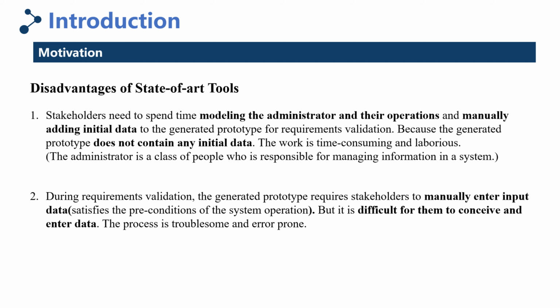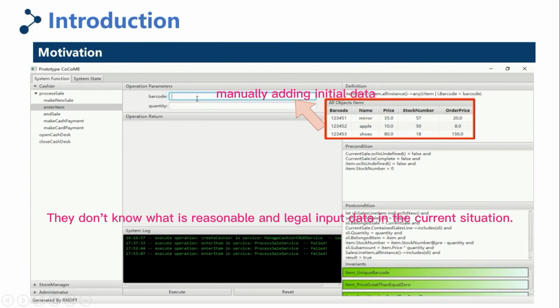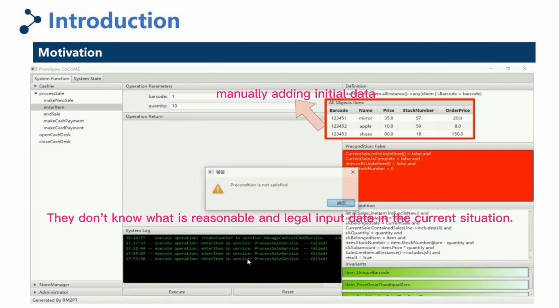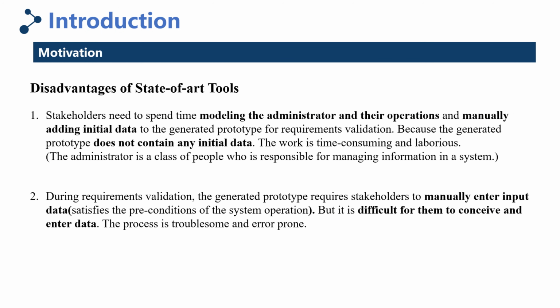For example, it is difficult for stakeholders to enter the barcode data of the item in supermarket sales, and the quantity purchased needs to be smaller than the stock number of the item. But stakeholders don't know what the barcode and inventory of each good are, and they don't know what is reasonable and legal input data in the current situation. If the input data is invalid, the operation cannot be executed correctly.